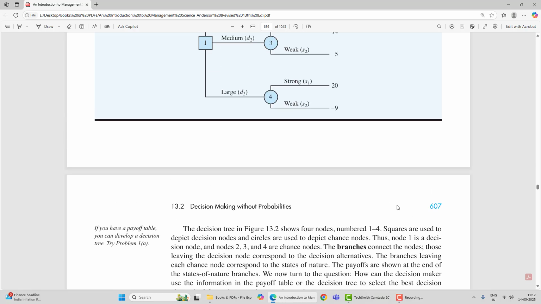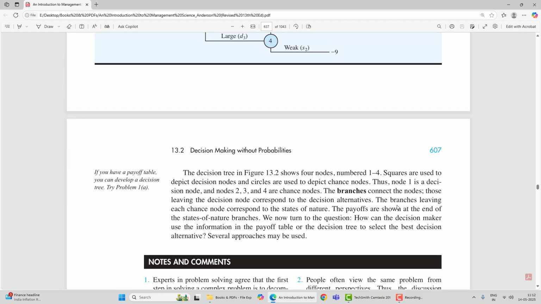So students, for this particular video I just wanted to introduce these basic concepts which are going to be used in decisions. The next video will explain the solution without probabilities, and then in my third video we are going to go for decision making with probabilities. Thank you.